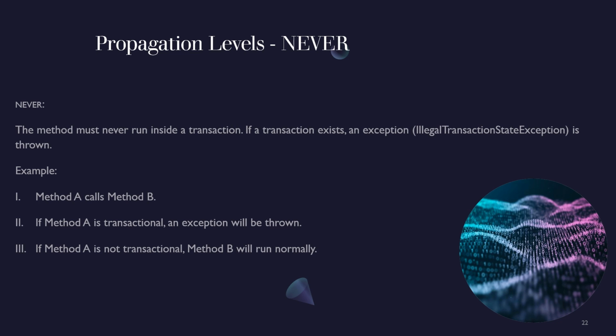For example, if there are two methods, method A and B, and method A is calling method B. If method A is transactional, or annotated with @Transactional, and it's calling B, at that time an exception will be thrown. If method A is non-transactional, then B will run normally.